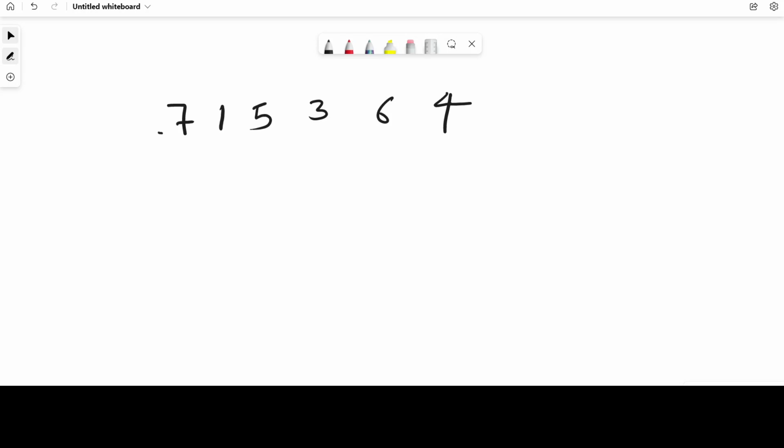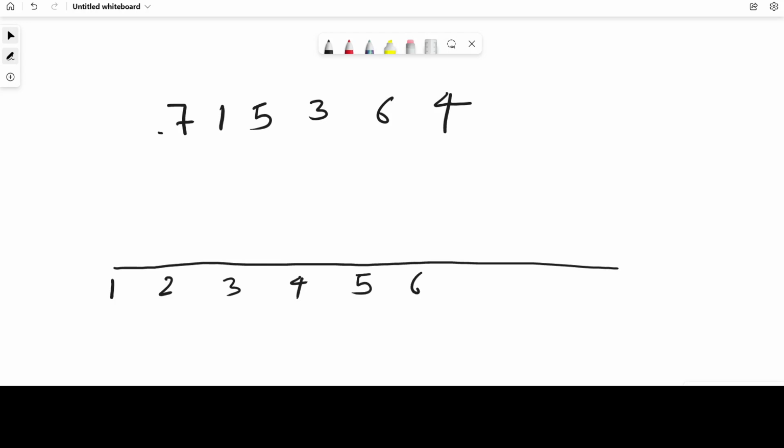What does it mean? Let me try to represent this on a graph, right? Let me write a number line: 1, 2, 3, 4, 5, 6, 7, 8 and so on. We just need till 8. So here the y axis as well. These are the days: 1, 2, 3, 4, 5, 6. Okay. On the first day the price of stock is 7, right? On the second day it's 1. On the third day it's 5.